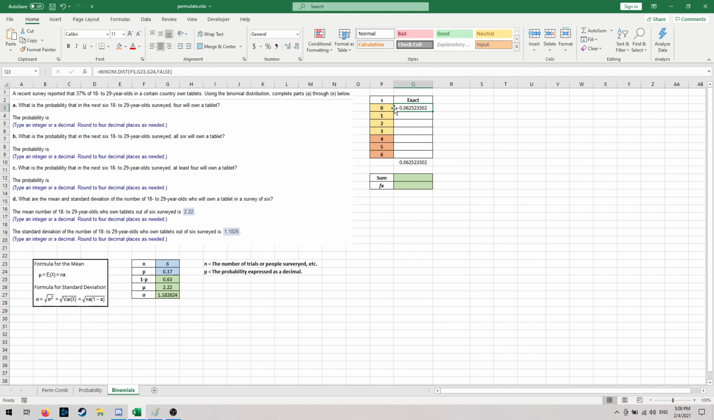And we can fill this whole chart in really fast by dragging down our formula. But the thing we have to remember is that these two values, 6 and 37%, will never change. So they're going to be constant through all of our samples. We'll always survey 6 people. That will be our sample size. And the probability of them owning a tablet will always be 37%. So since we're always going to test against those two numbers, we're going to make these two cells absolute references.